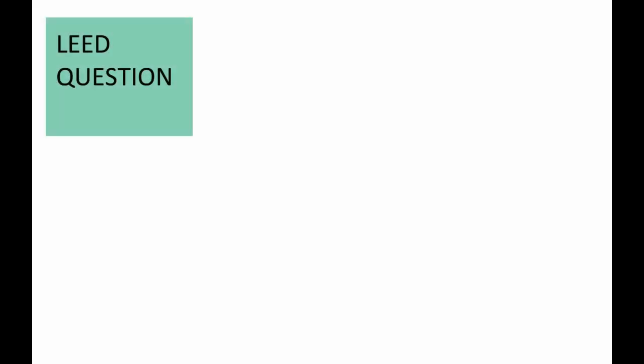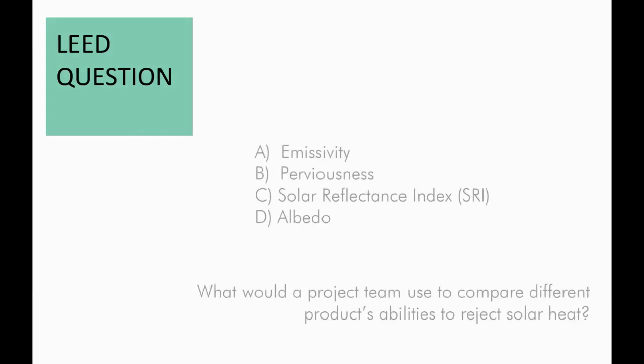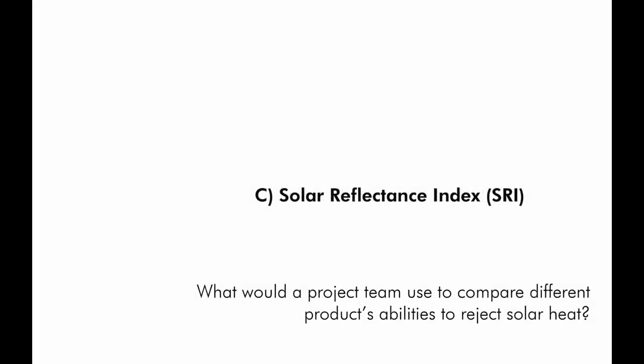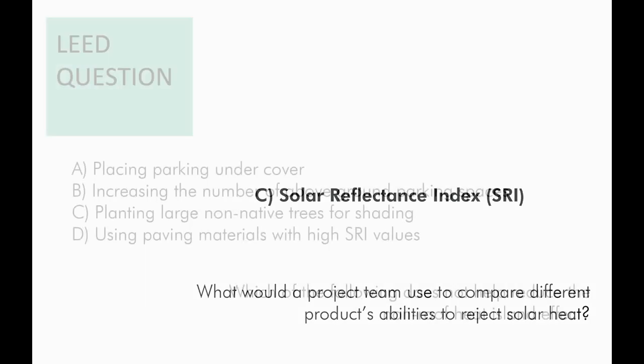We have found some LEED GA questions related to this topic that can be helpful. First one. What will a project team use to compare different products' abilities to reject solar heat? The possible options are emissivity, perviousness, solar reflectance index, or albedo. The answer is solar reflectance index.